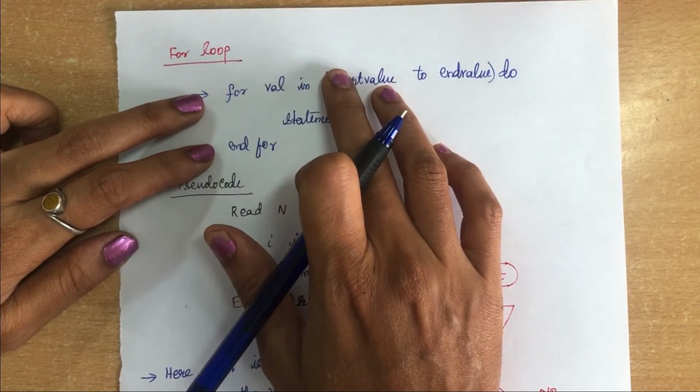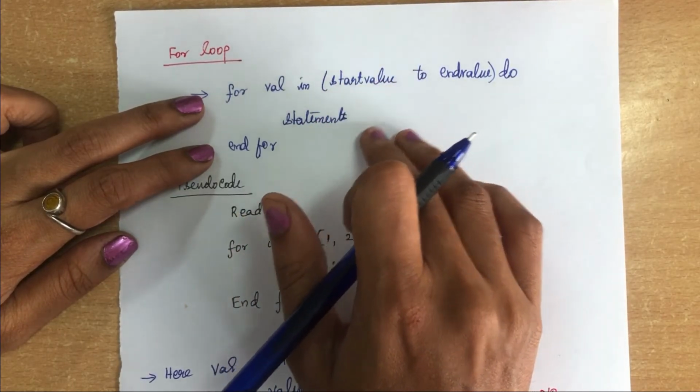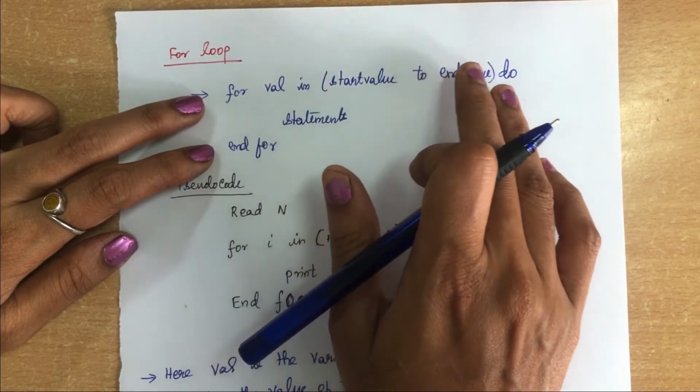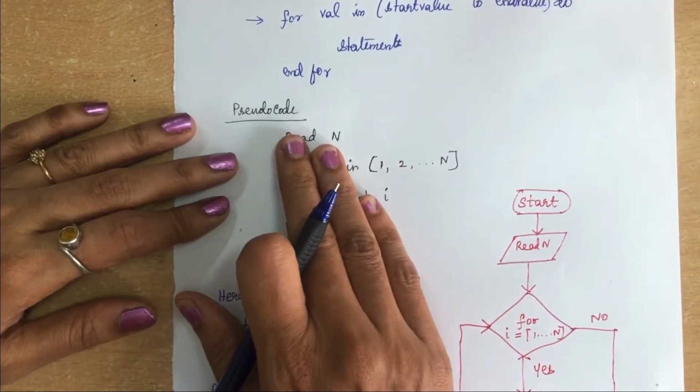The second time it proceeds, it will take the second value and execute the set of statements. Likewise, it will take one by one. At last, when it reaches the end value, it comes outside the loop. So we will see how this for loop works.